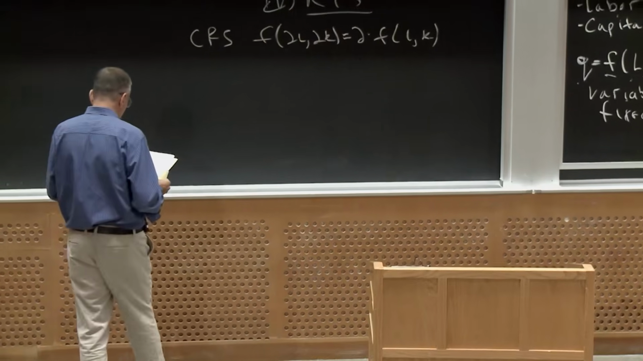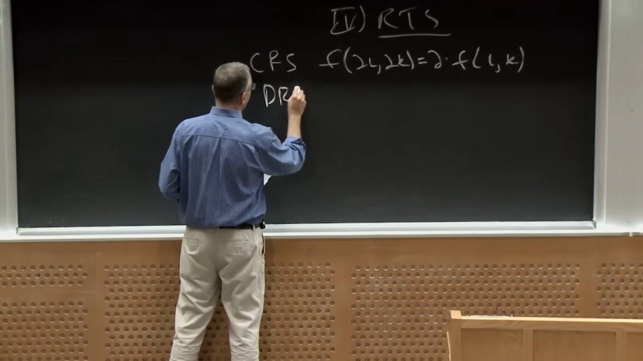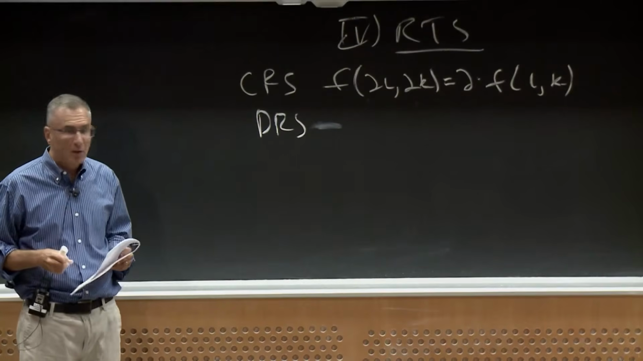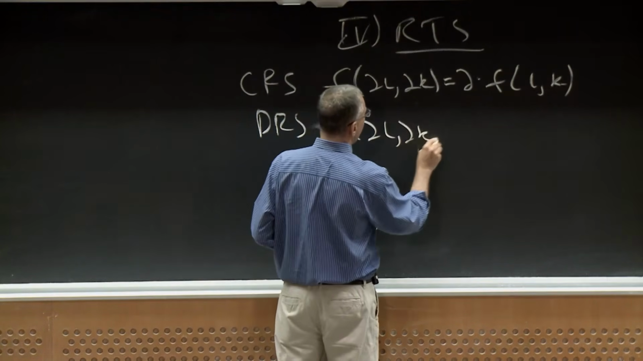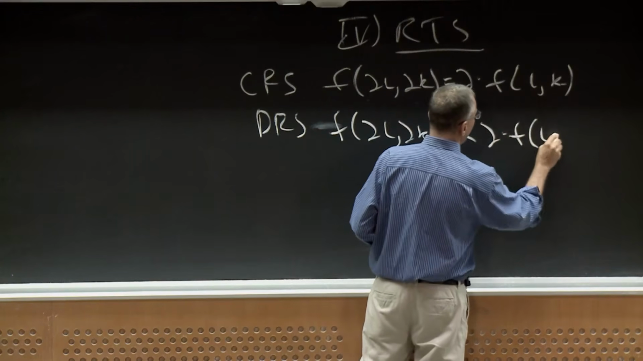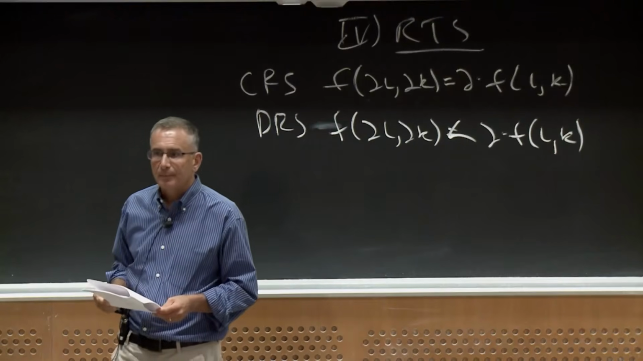Indeed, typically, we assume firms have what we call decreasing returns to scale, where f of 2L, 2K is less than 2 times f of L and K. That is, when you double inputs, you get less than twice as much output.